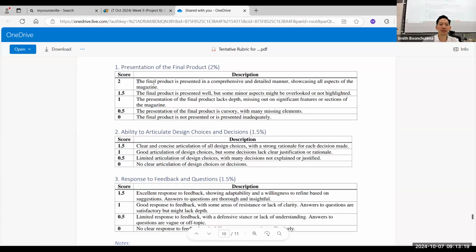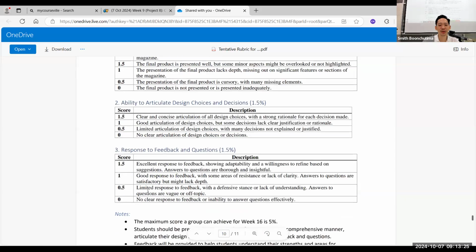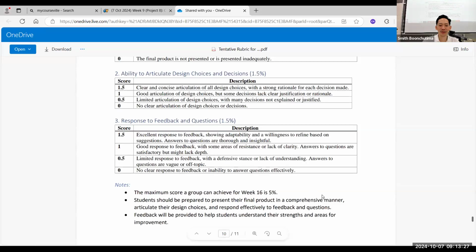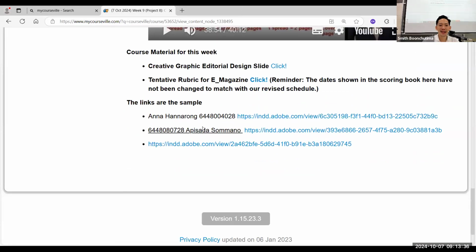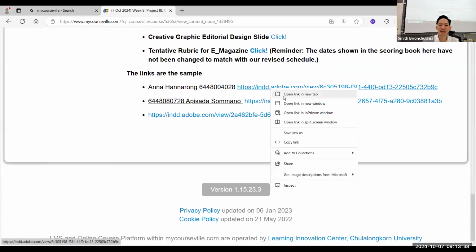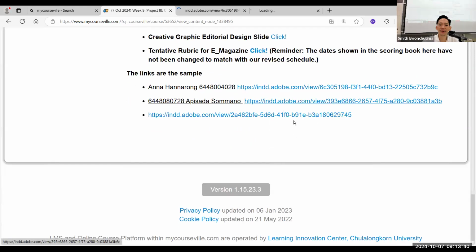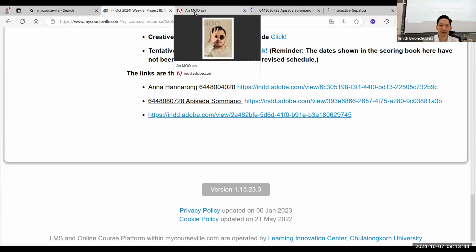If you would like to get full marks for each criterion, aim at the full mark. Do not just do whatever you think you should do, because we might have different expectations. Okay. And let's take a look at the examples. They are so interesting. The example of the previous batch of work, the work from the previous batch of students.